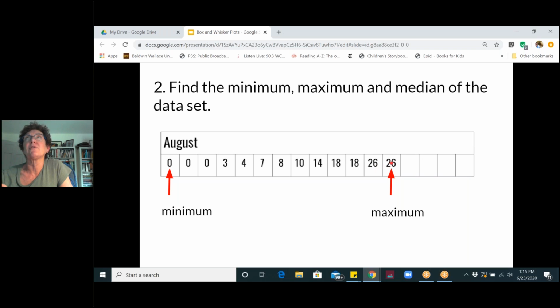There are 13 numbers. So that means the 7th number should be the middle. 1, 2, 3, 4, 5, 6, 7. And just to check, 1, 2, 3, 4, 5, 6, good. That's the median right there. So we can say our minimum is 0, our maximum is 26, our median is 8.